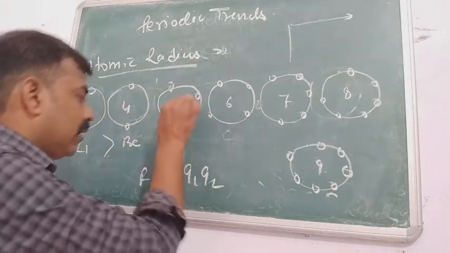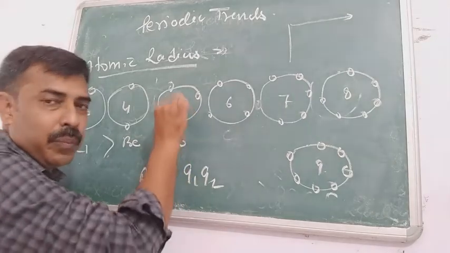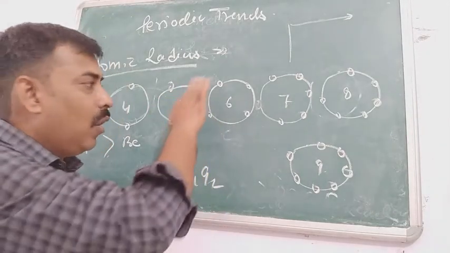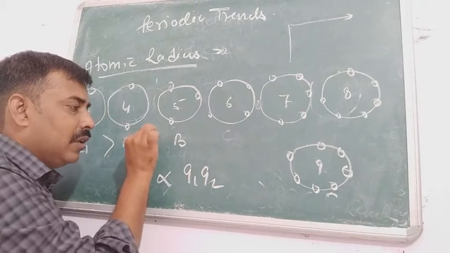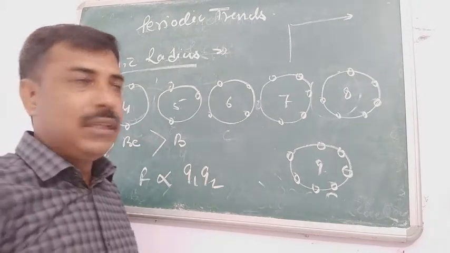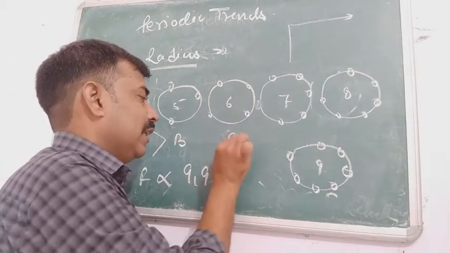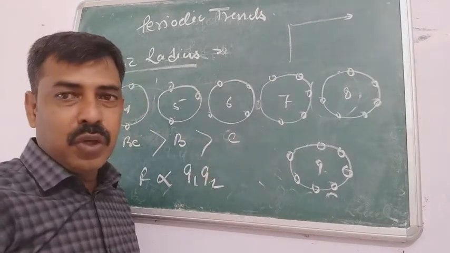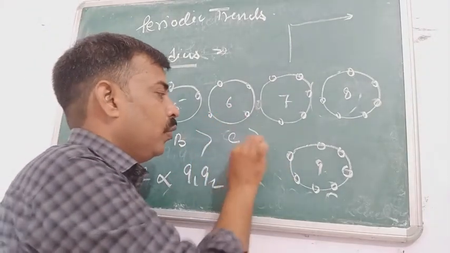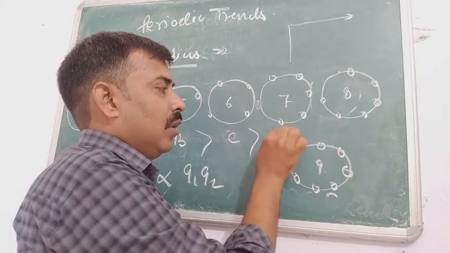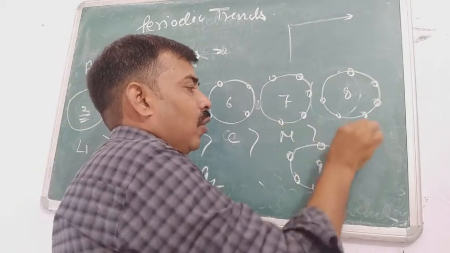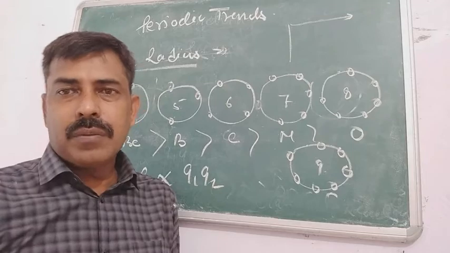Now the condition of boron, having 5 protons in the nucleus and only 3 electrons in the valence shell. Surely with the increasing nuclear charge the size is going to decrease. In the case of carbon, the size will be even smaller because the nuclear charge is going to increase further. Then it is nitrogen and oxygen. The same conditions are going on.